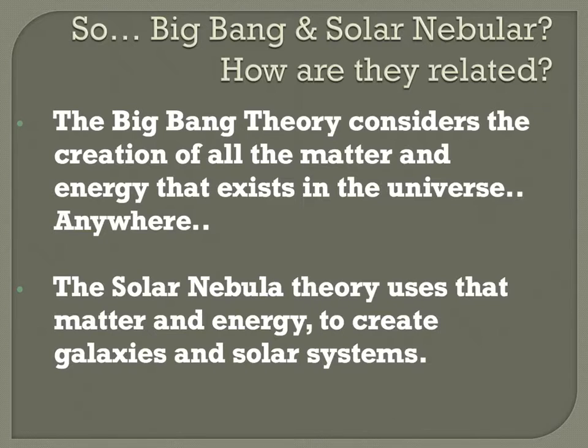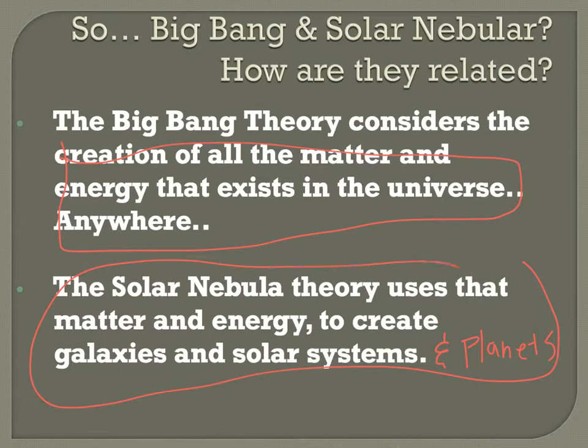From the Big Bang Theory, we created all matter and energy that exists in the universe. And it's still there in our universe. It's just moving out. The universe continues to expand, and the energy continues to move around. So the solar nebula theory uses that matter and energy to create galaxies, solar systems and planets. You do need to write this down. Let's not write this part down. Let's write the bottom part down, that's the more important one.